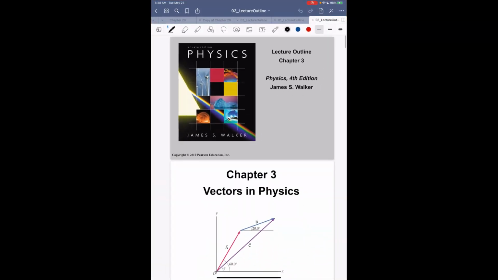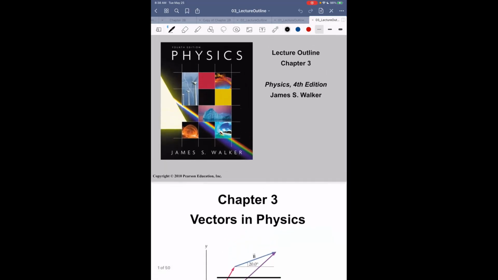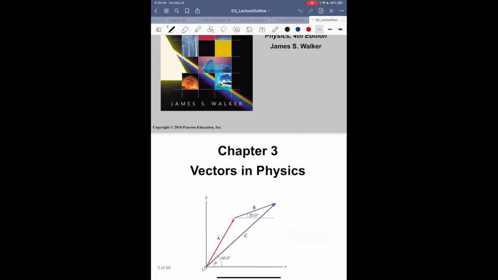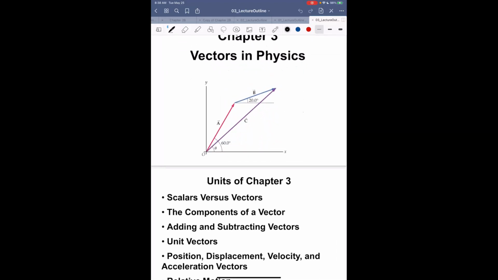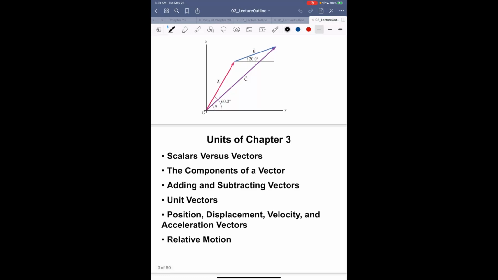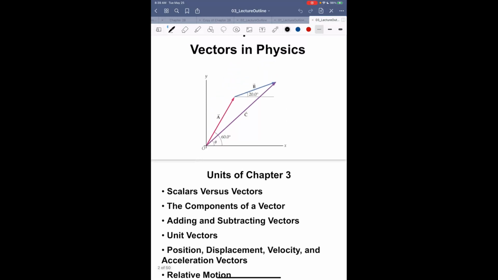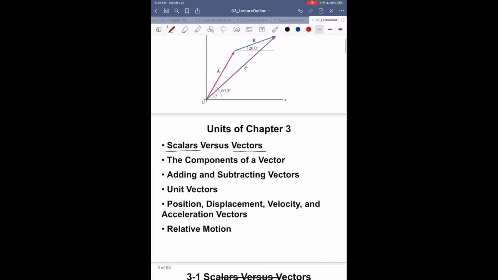And I have here again the outline for chapter 3. In chapter 3, we are going to introduce vectors. We're going to talk about vectors in more detail. Whenever we talk about vectors, we need to differentiate between two things. One of them we call scalars, and the other one is vectors. Sometimes we will say scalar quantities versus vector quantities.